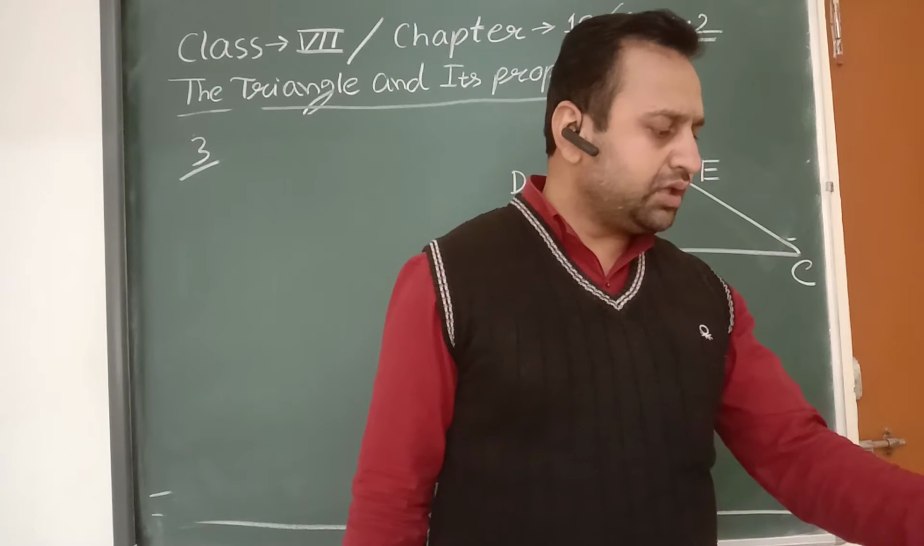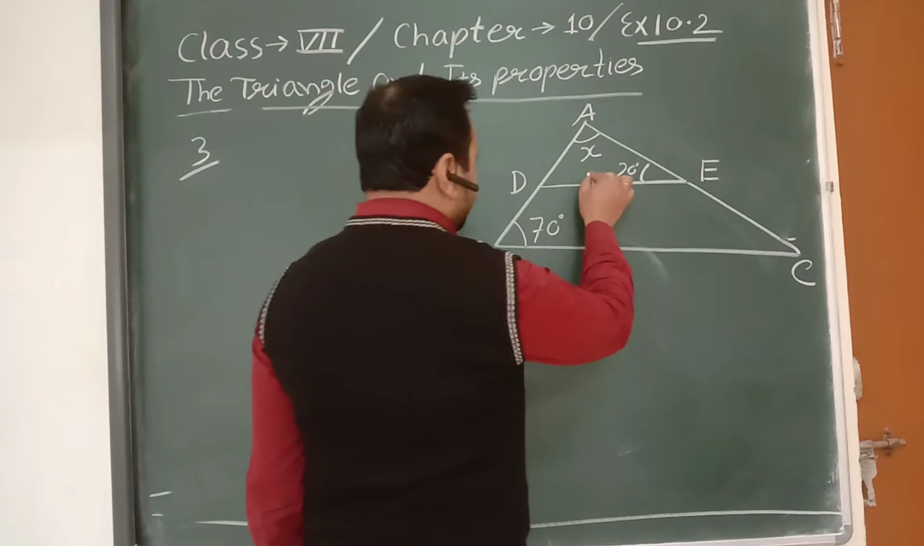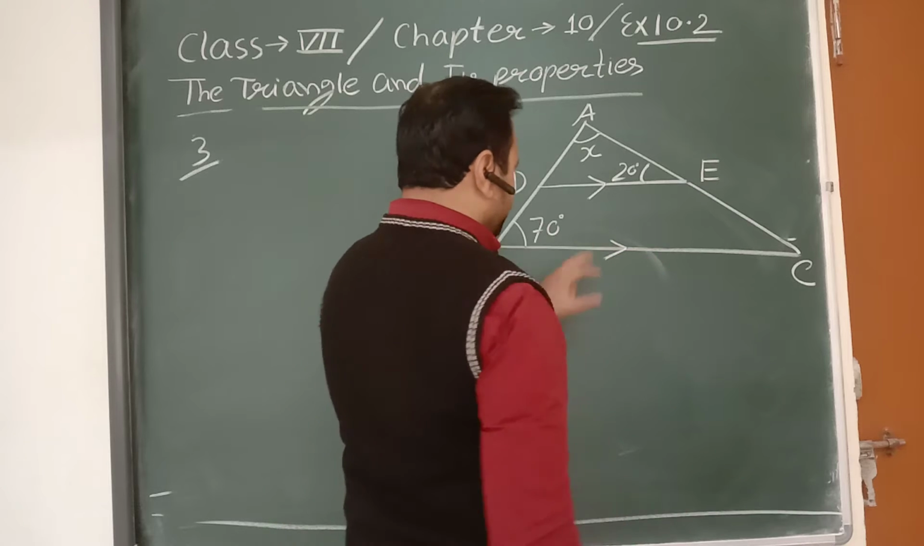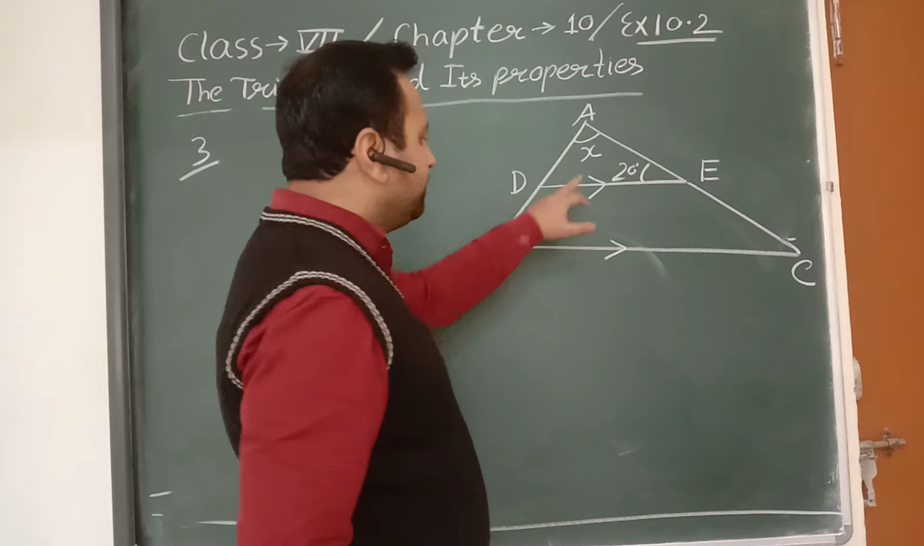In question number 3 the figure is given in which DE and BC are both parallel. With the arrow we indicate that both are parallel, and we have to calculate the value of x.